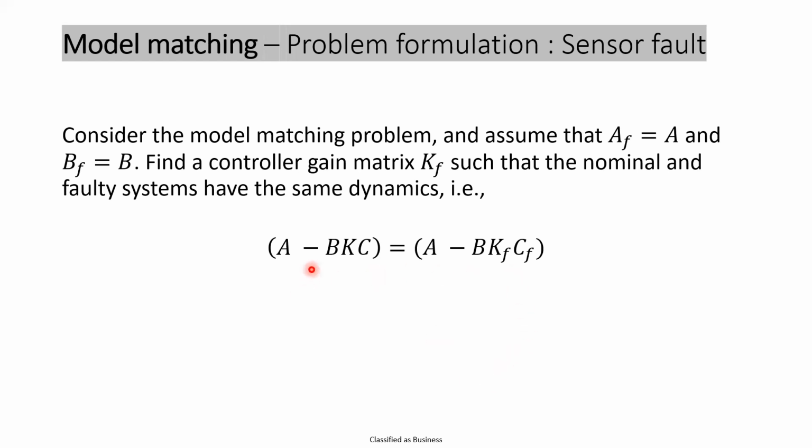As I said, for the exact model matching, you should have these 2 matrices to be exactly the same. So we try to do this exact model matching here to see how much we can achieve that. If you equate the left matrix with the right matrix, now you can cancel A from both sides because A is being repeated. So then we have B multiplied K multiplied C is equal to B multiplied KF multiplied CF.